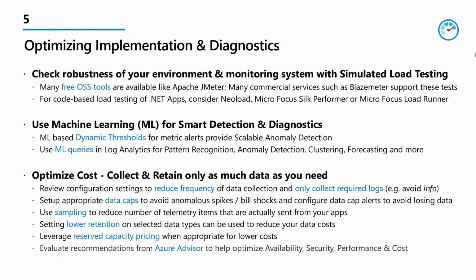There are sampling tools available. There are ingestion sampling and adaptive sampling that can help you reduce telemetry items that are actually sent from your apps and even then get statistically significant information. You can even set up variable data retention that we talked about in the beginning. There is capacity reservation pricing as well. So if you can commit to using a certain set of data ingestion on a daily or monthly basis, you can get appropriate discounts for that. And we also provide recommendations from Azure Advisor out of the box that can help you optimize your cost and various other metrics like availability, security, and performance.